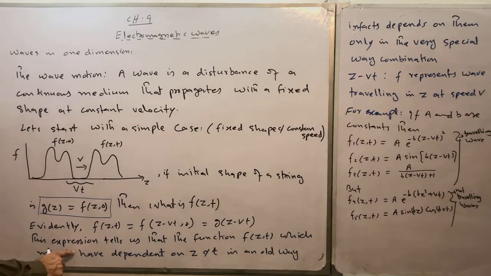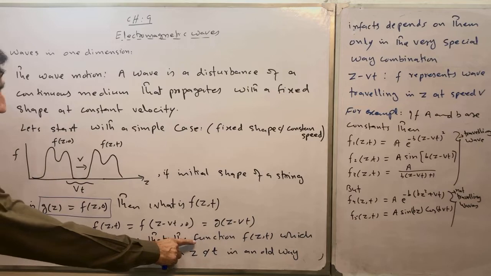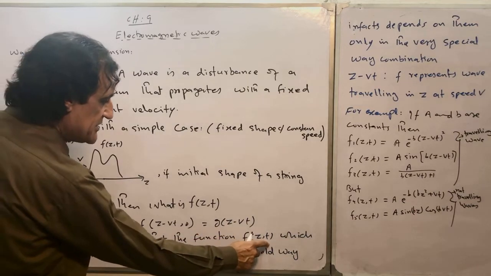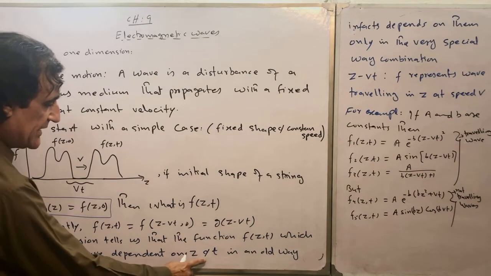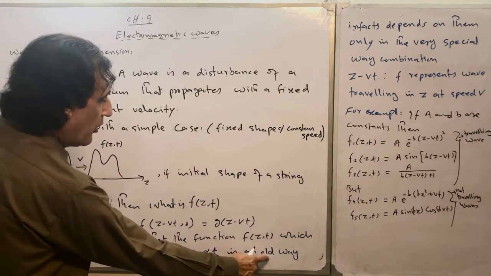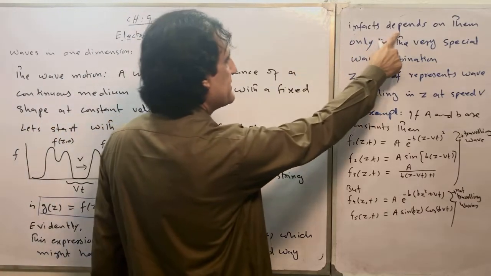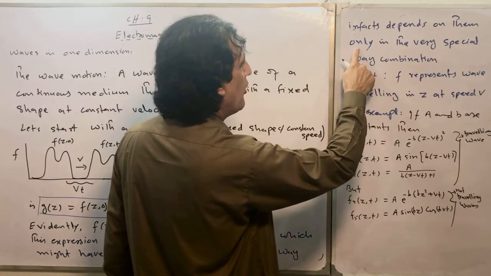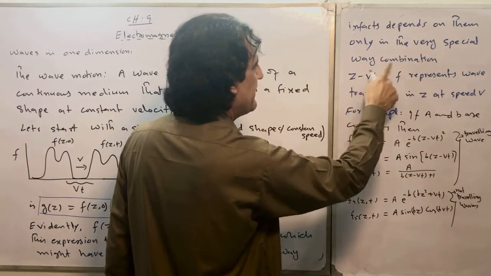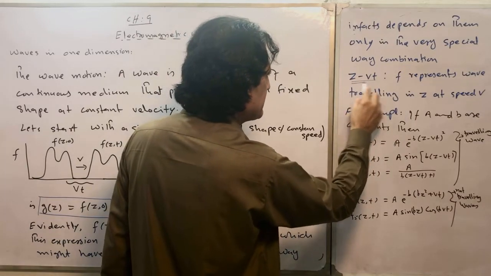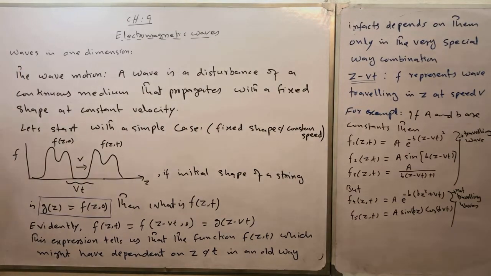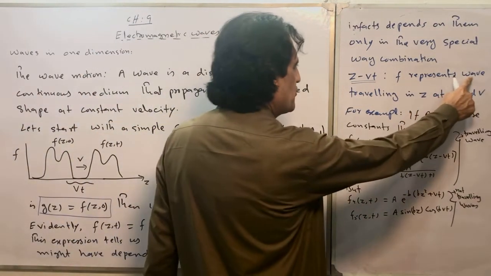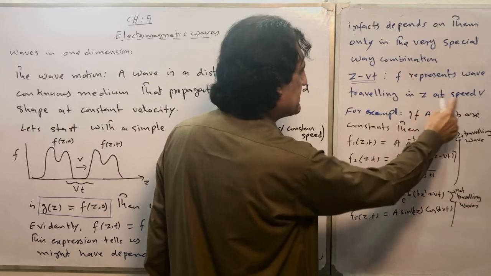This expression tells us that the function f of z, t, which might have depended on z and t in an arbitrary way, in fact depends on them only in a very special combination, for example z minus vt. F represents a wave traveling in z at speed v.